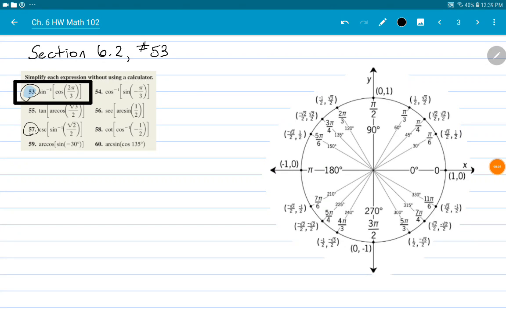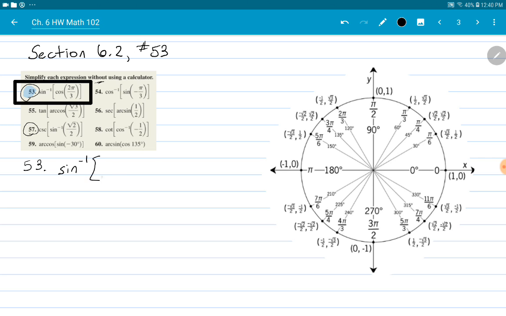In this section, we simplify each expression without using a calculator. So we're going to use our unit circle. For number 53, I'm going to do it as our example. I'm going to work from the inside out.